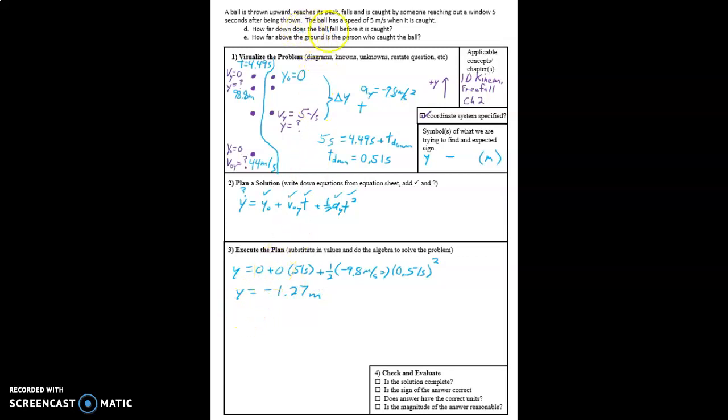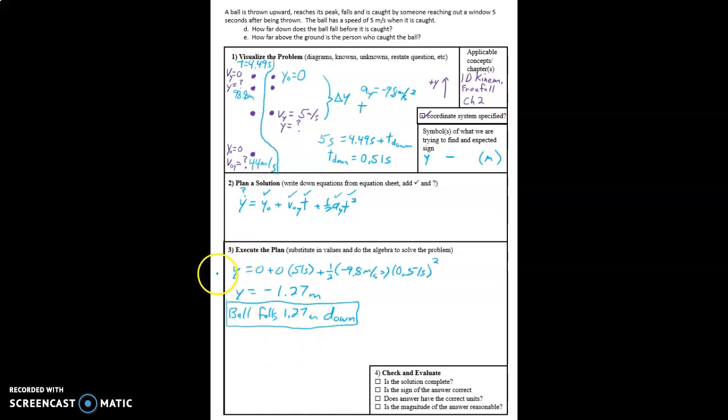And it asks, how far down does the ball fall? So the ball falls 1.27 meters down. And that's our answer. And that's reasonable that it's not going to fall very far in half a second.